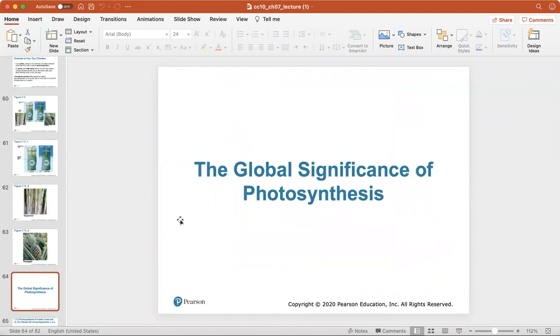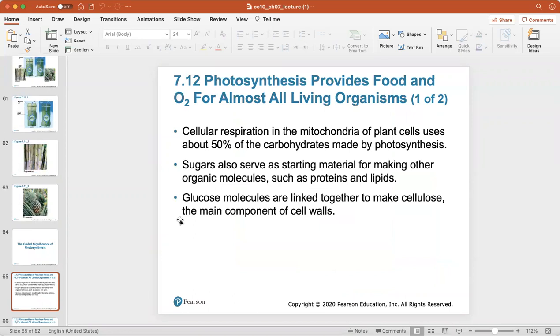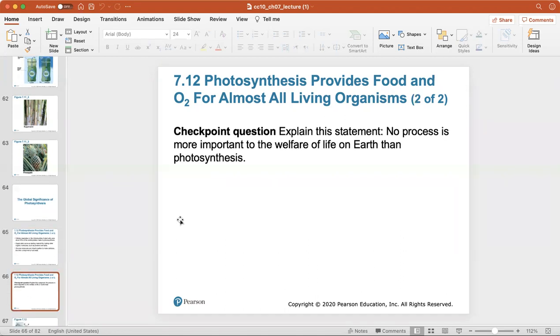So the global significance of photosynthesis is very important. Cellular respiration in the mitochondria of plant cells uses about 50% of the carbohydrates made by photosynthesis. And sugars also serve as a starting material for making other organic molecules, such as proteins and lipids. Glucose molecules are linked together to make cellulose, which is the main component of cell walls. So that's why when we say plants are making glucose to be eaten, it's because they're making their own plant walls. They're growing themselves so that other animals can eat them.